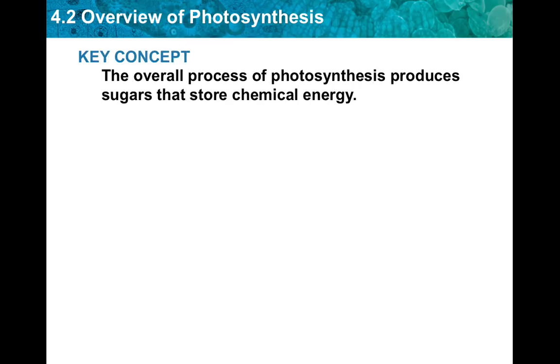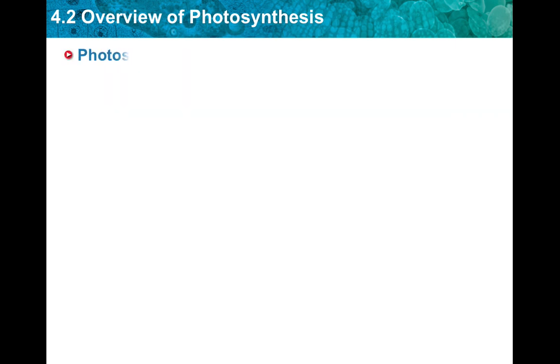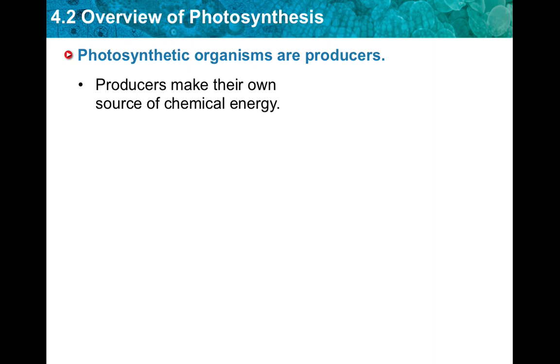Today we're gonna learn about photosynthesis. Chapter 4.2. So, plants are an example of producers that make their own source of energy through the means of chemical reactions. They use photosynthesis for their cell processes.